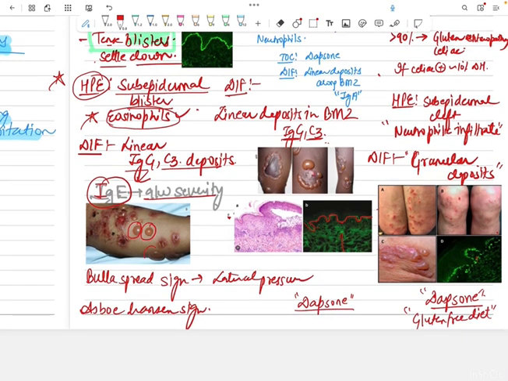These are the tense blisters. Can you see how tense these are? And here they have settled down, they are settling down, right? Then we can have two signs here, the bulla spread sign. If you apply lateral pressure, then the bulla spreads. And the Asboe-Hansen sign, you have to apply perpendicular pressure, so the bulla spreads in all the directions, right?